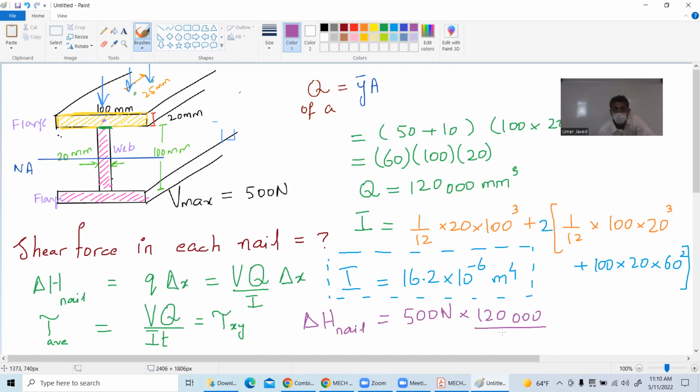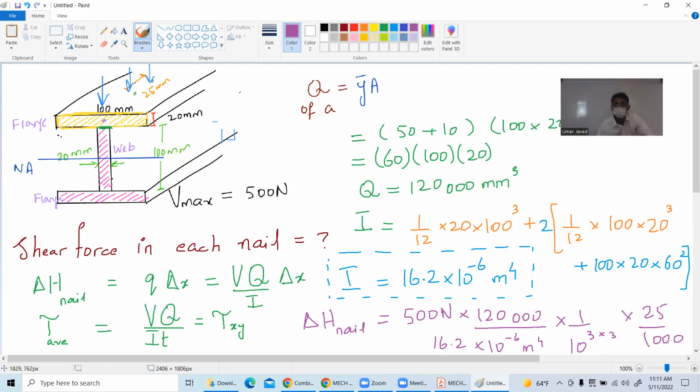Yes. 120,000 divided by I, which is 16.2 into 10 power minus 6, and 120,000 divided by 10 power 3 multiplied by 3, I think. So this is VQ, and finally I have delta X, which is 25 millimeter, 25 by 1000.